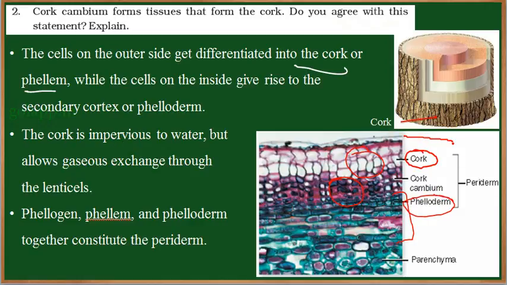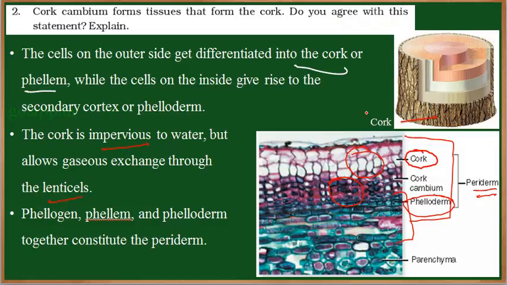Now the entire region, that is cork, cork cambium and phelloderm together, forms the periderm, which is the new boundary for the plant. Now this cork, if you observe, is very impervious. That means it does not allow air or water to enter inside the boundary. Water has to enter through the roots, not from the atmosphere. But still exchange of gases takes place through an opening called lenticels.